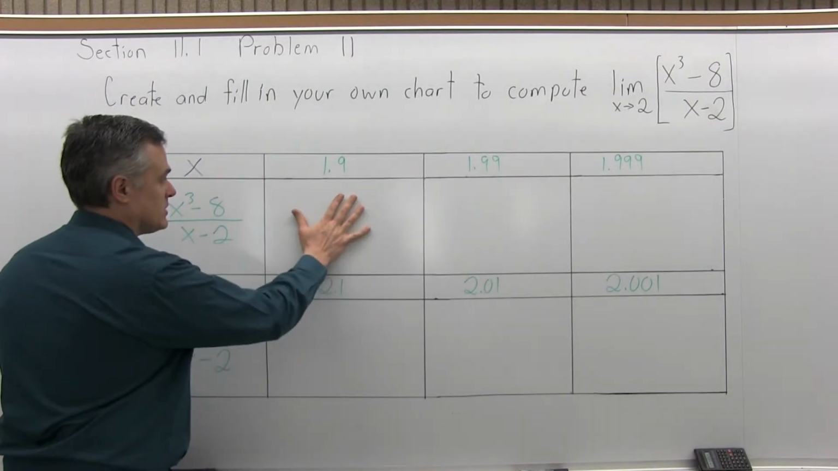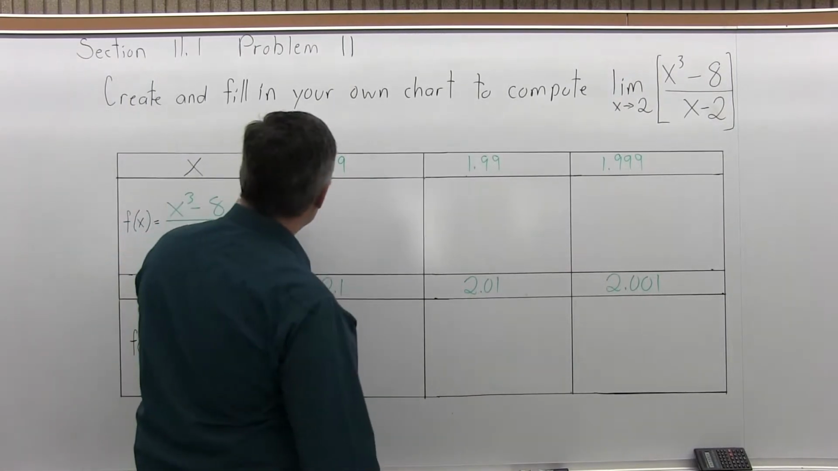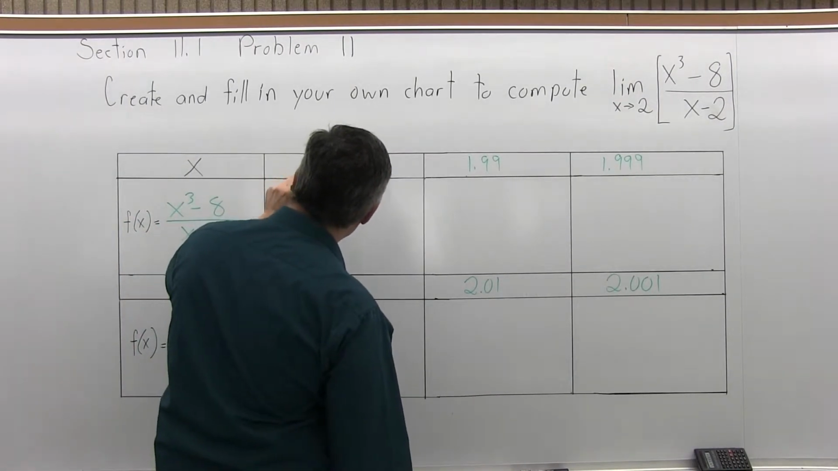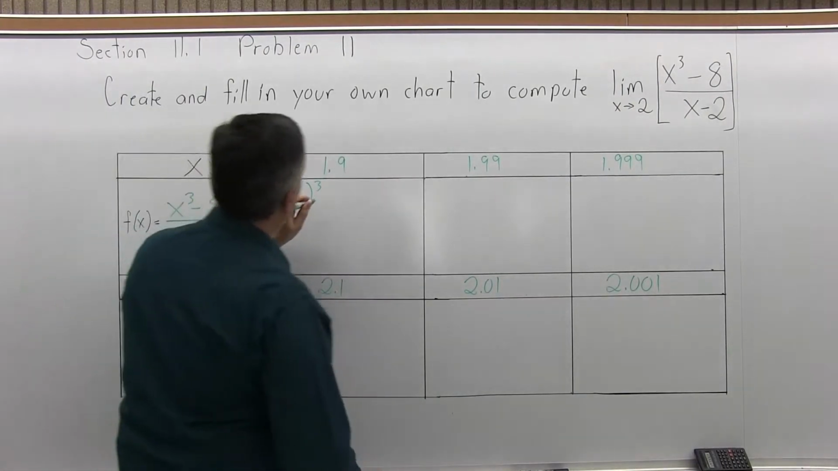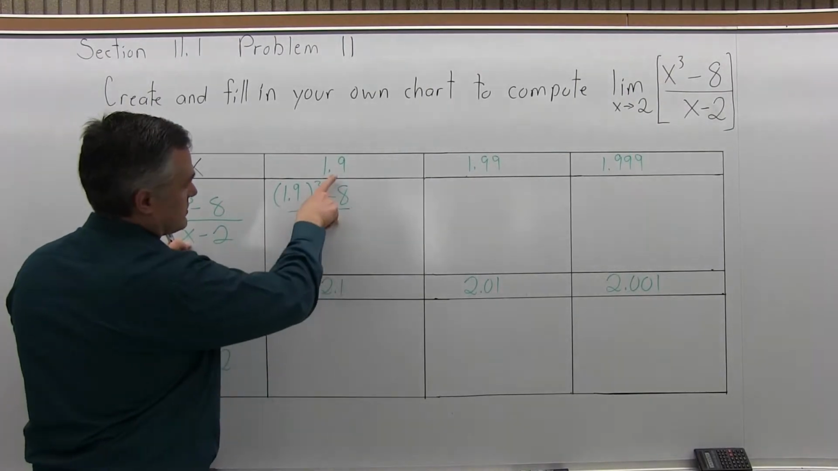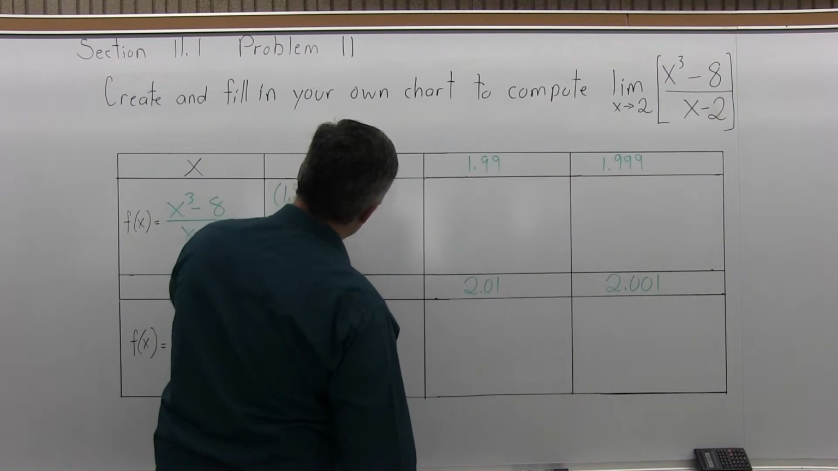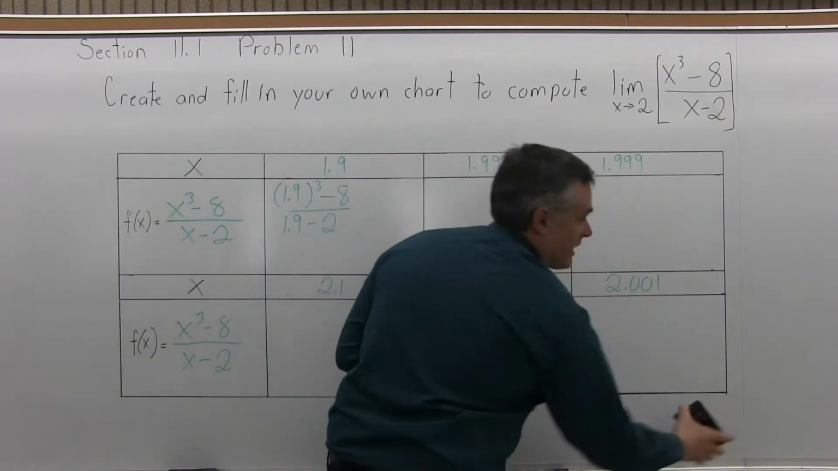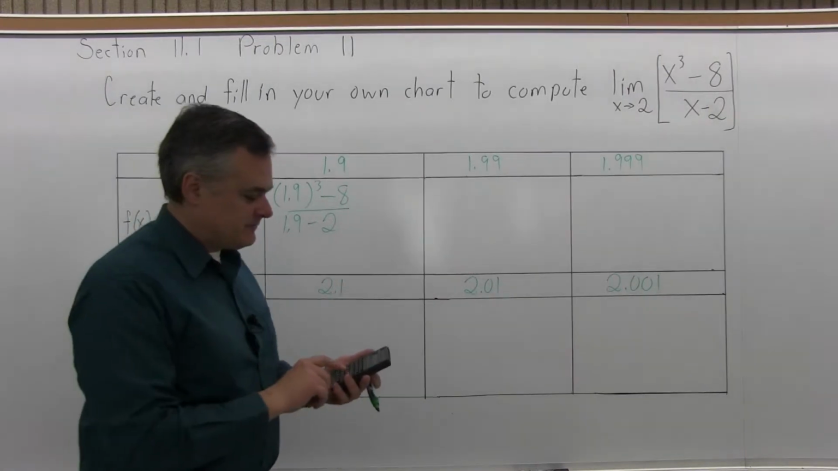So I'll start with this first box where I'm going to put in an input of 1.9 for x. So the x cubed becomes 1.9 cubed, then minus 8, and in the denominator, x minus 2 is now going to be 1.9 minus 2. And again, that's kind of tough to do without a calculator, so you just run it through a calculator. It takes not even a minute.